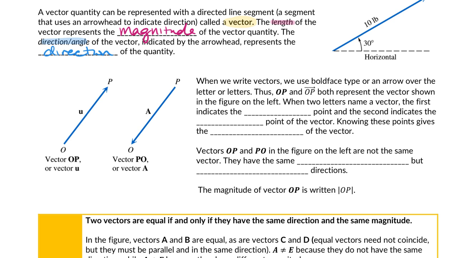So if you see the two vectors I have here, vector U and vector A, they're different vectors because vector U goes from O to P. It would be called vector OP. And vector A goes from P to O. That's a completely different vector. So the direction it's going is very important when you're looking at vectors. They have the same magnitude, but they technically go in opposite directions since the letters are written backwards.